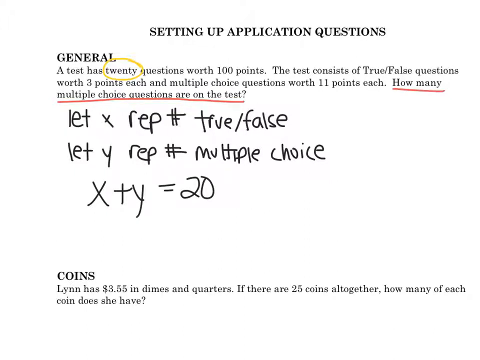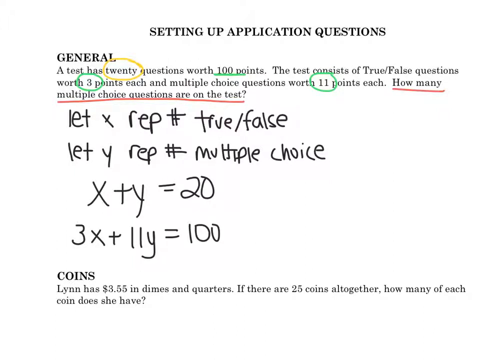The next information is going to be about the number of points. The test is worth 100 points in total: 3 points for each true-false, 11 points for each multiple choice. If I take the number of true-false questions and multiply by their point value, 3x, that gives me the points coming from true-false. If I multiply the number of multiple choice questions by their point value, 11y, that gives me the number of points that come from multiple choice. If I add these two together, 3x plus 11y, I should have 100 in total.